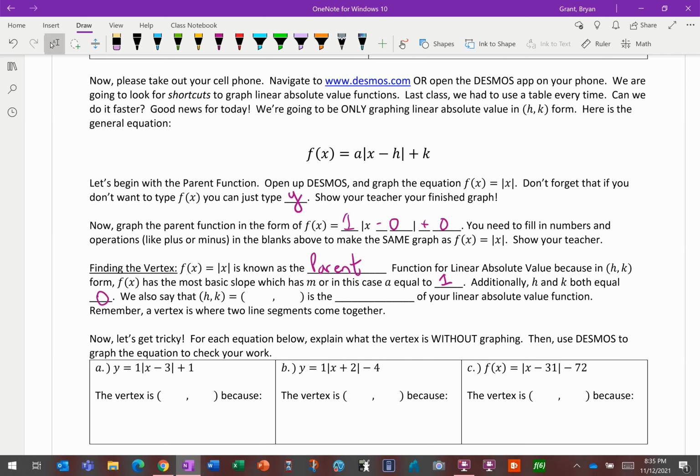And this really tends to be true for pretty much any parent function, and we're going to learn several more parent functions next semester. Whenever a is 1 and h and k are 0, we say that that is the parent function. We also say that h comma k, which equals 0, 0 in this case, is the vertex of our linear absolute value function.